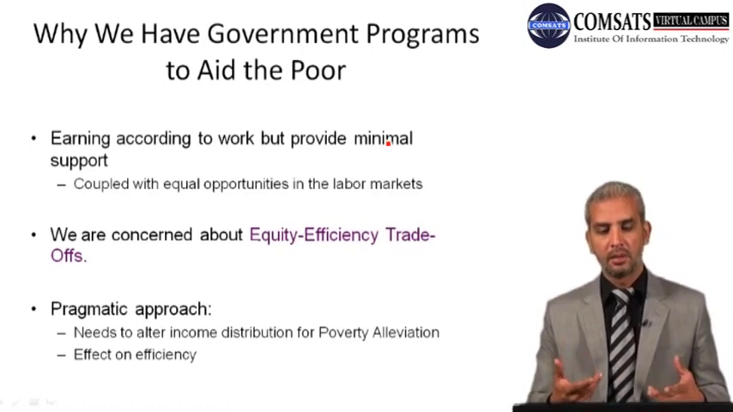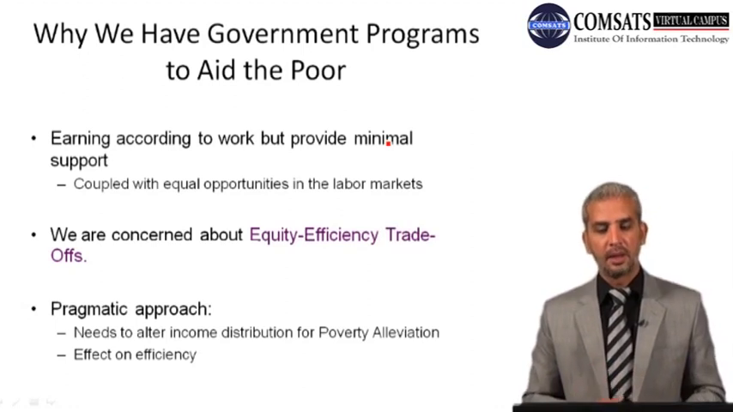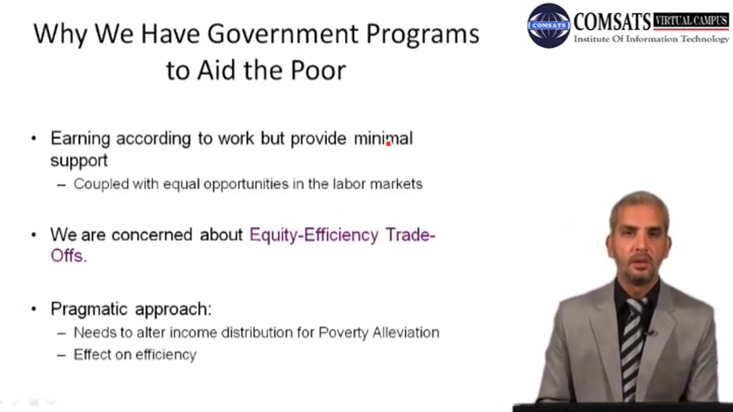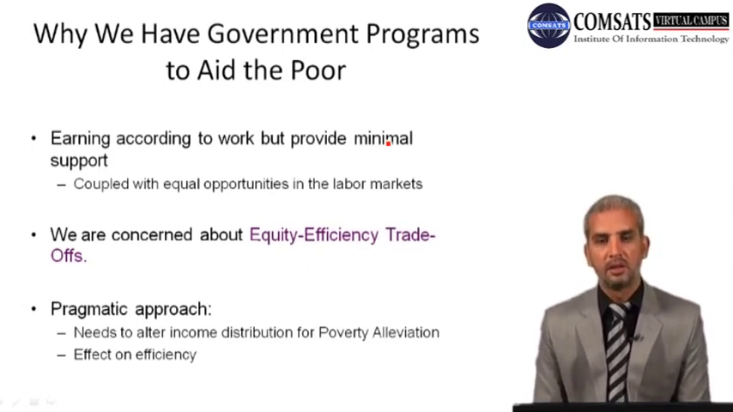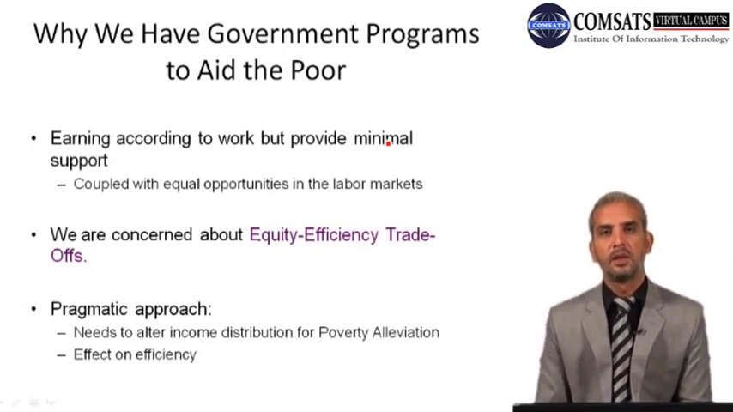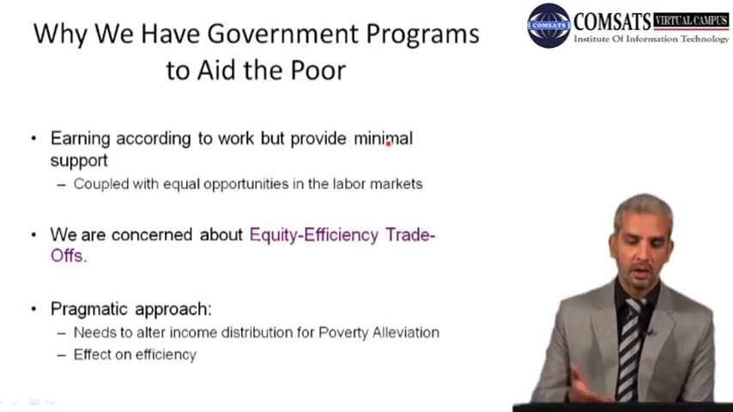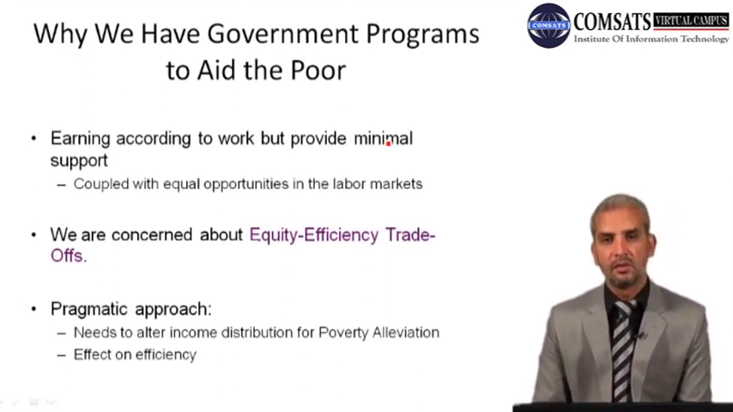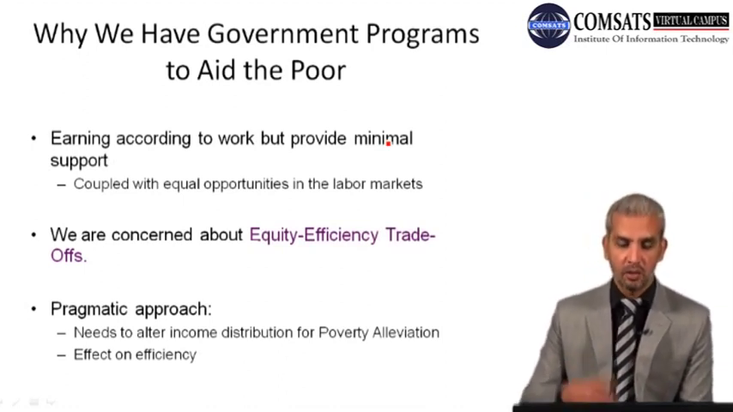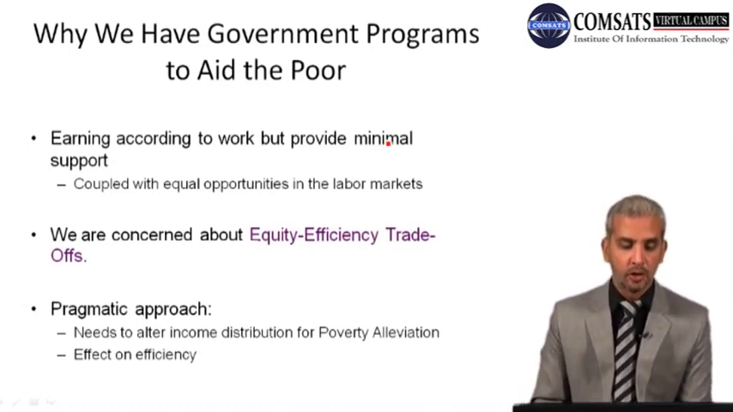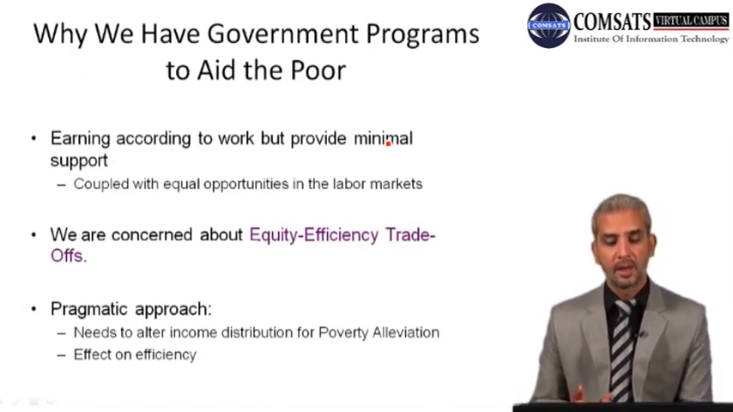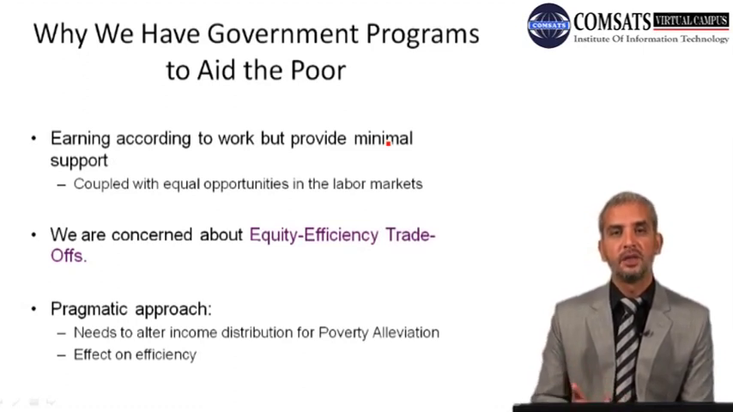We are currently discussing the importance of government programs to aid the poor, and how much aid should be given to the poor. Later we would come to the effects of those aids by the government on market efficiency, and how that aid might be given in certain cases. We would come to that, don't worry about it. Right now we are concerned about the trade-off between equity and efficiency.